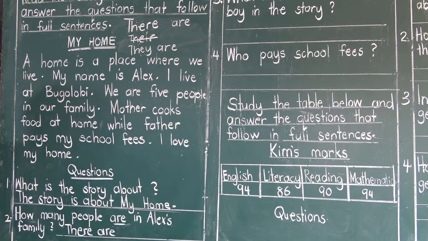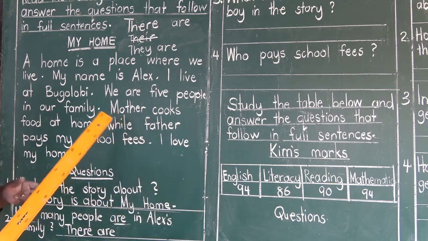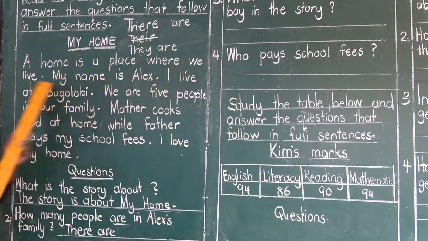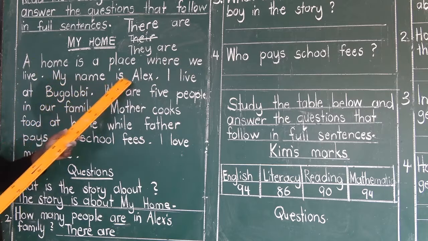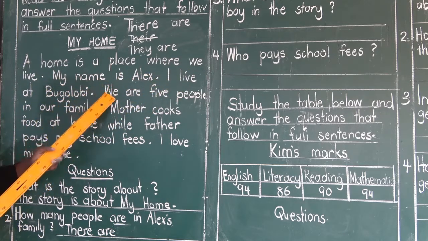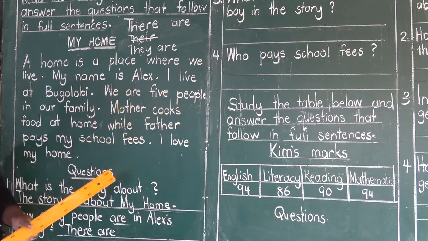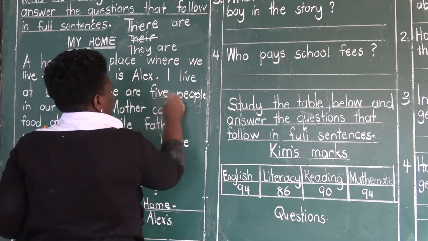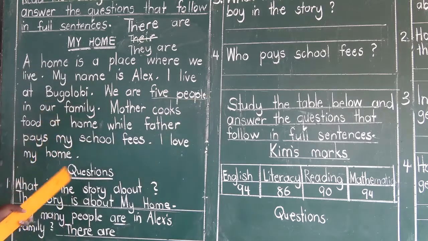So you go back in the story and read and find how many people. A home is a place where we live. My name is Alex. I live at Bugolobi. We are 5 people. Oh my goodness, we found the answer. Let me even underline it. 5. How many people are in Alex's family? There are. Remember to write the word 5.